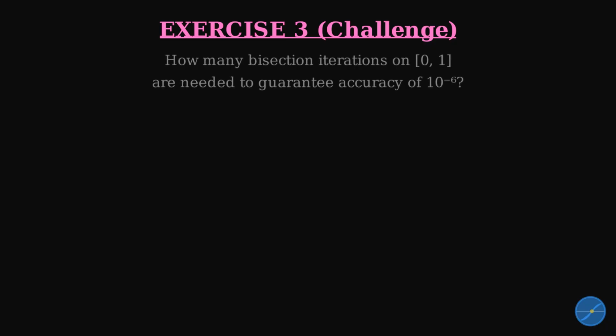And a challenge to finish. Exercise number 3. How many iterations on the interval 0 to 1 guarantee accuracy of 10 raised to the power minus 6? Use the error bound from earlier. Pause and give it a shot.